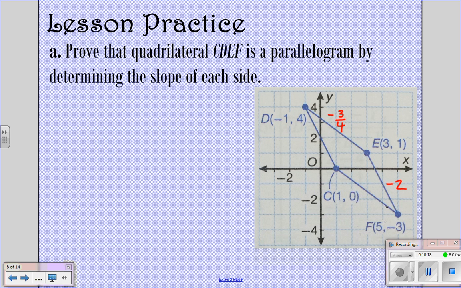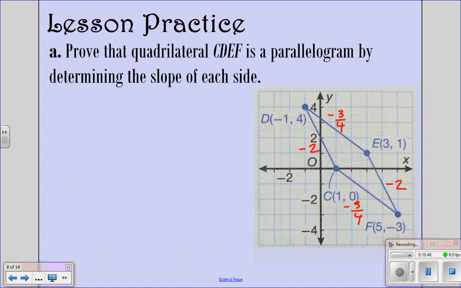From F to C, we're going to go up 1, 2, 3, and then over 1, 2, 3, 4. So negative 3 over 4. And then from C to D, go up 1, 2, 3, 4, and then over 2. And if you divide that, it's going to give you a negative 2. So the slopes of the opposite sides are congruent, so that means that it is a parallelogram. This one said to prove that it is a parallelogram.